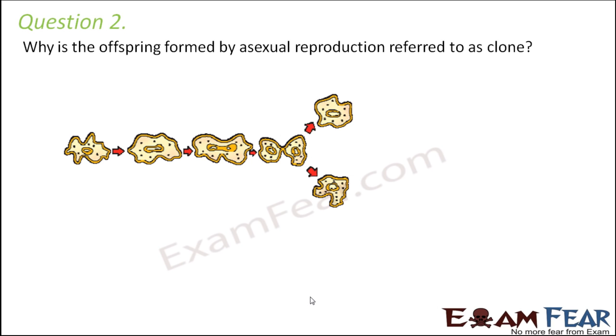Question number 2. Why is the offspring formed by asexual reproduction referred to as clone? Very simple. Clone is something which is exact copy of something else. Now in asexual reproduction, the organisms which are produced are genetically as well as morphologically identical to the parents, and that is why they are called clones.